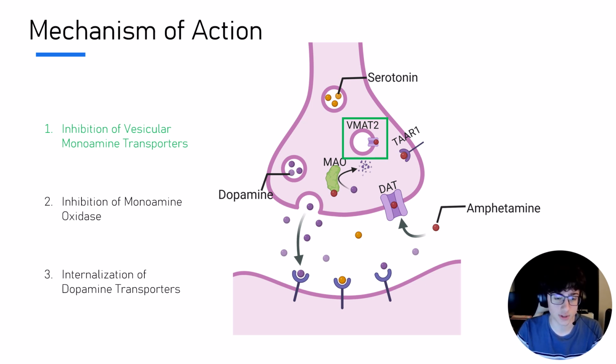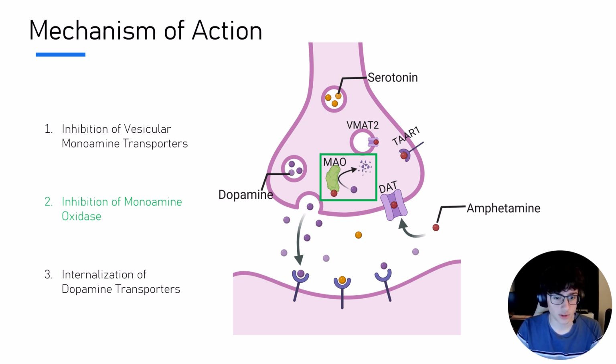on the postsynaptic cell. The second mechanism comes from amphetamine inhibition of monoamine oxidase, or MAO, and we actually spoke about MAO in class as the enzyme that is breaking down dopamine. This is essentially increasing the amount of dopamine that is available for activity, as MAO is unable to break down any of the excess dopamine within the cytosol.